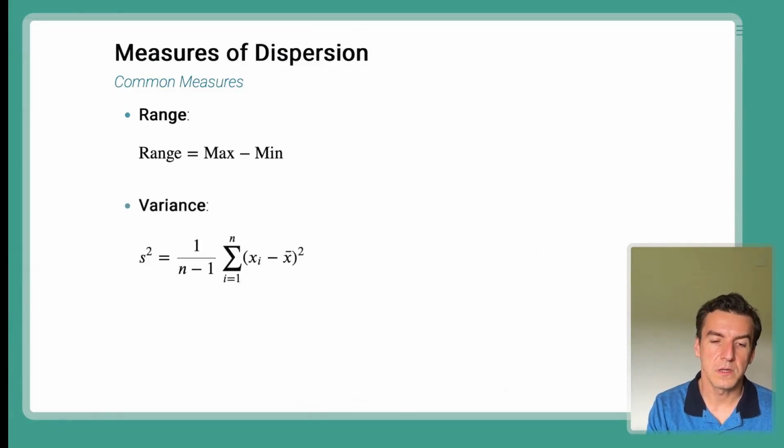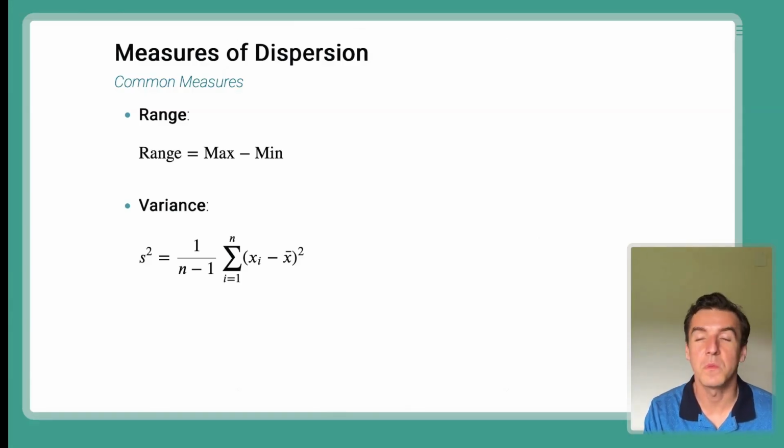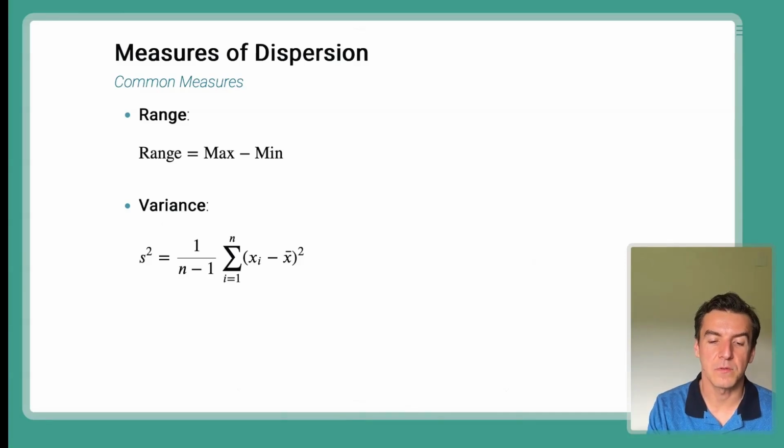So the second important measure of dispersion is the variance. This has this ominous looking equation. So S squared is equal to 1 divided by n minus 1 multiplied by the sum of all values from i to n.